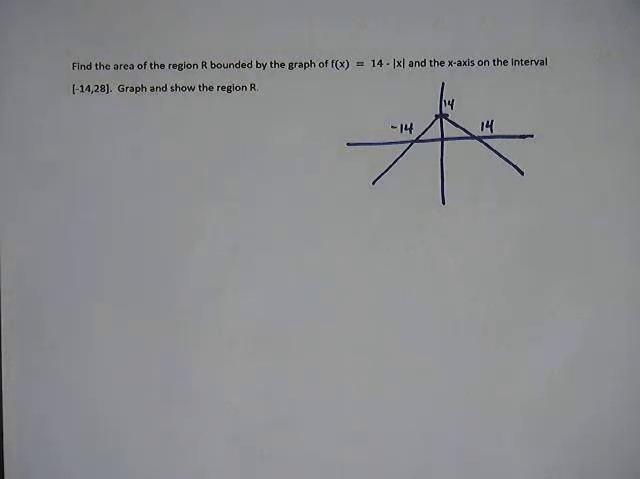Okay, in this problem, we're asked to find the area of the region R bounded by the graph of f of x equals 14 minus absolute value of x, and the x-axis on the interval negative 14 to 28. Graph and show the region R. So I went ahead and started this graph here.